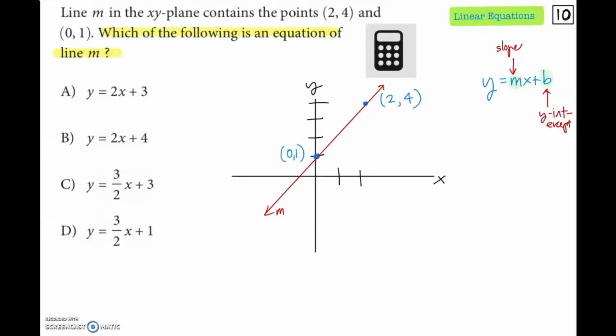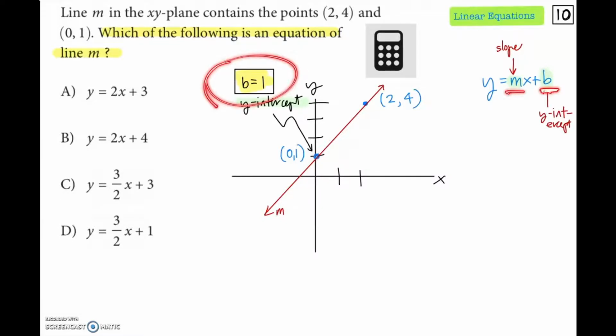And luckily we have the y-intercept sitting right here. The y-intercept is the point where the function or the line crosses the y-axis, or the vertical axis. So from this point we know that the function crosses the y-axis at y equals 1. So whatever else happens in our formula, we know that b equals 1.